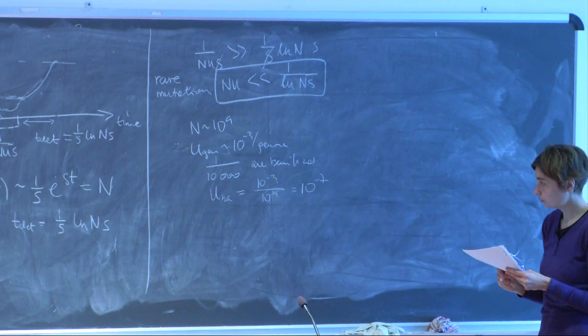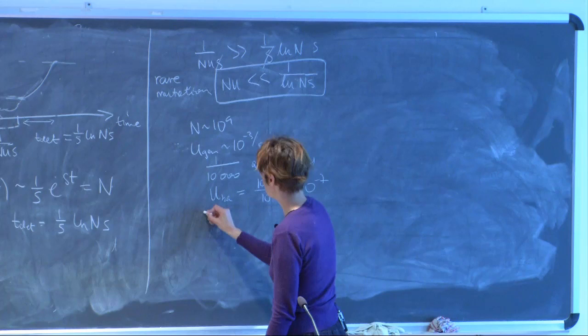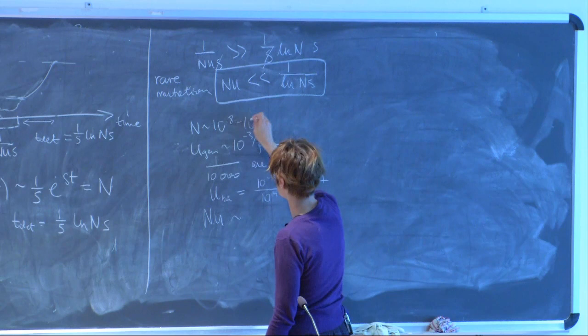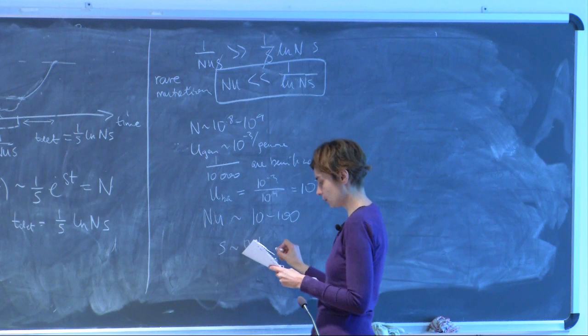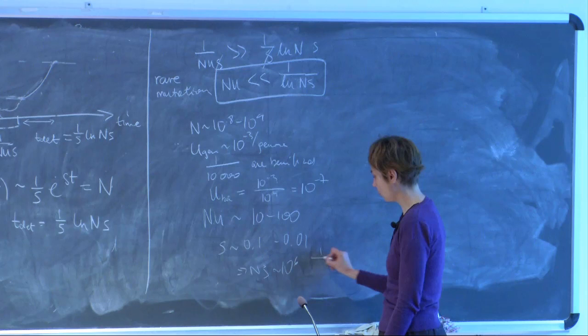And if you multiply that now by N, so N u is, well, okay, 7, yeah. So let's say this is 10 to the 8, 10 to the 9. This is 10 to 100. Okay. Selection coefficients are about 0.1 to 0.01. And so this gives us an N s of about 10 to the 6. So 1 over log 10 to the 6 is 10 to the minus 2.